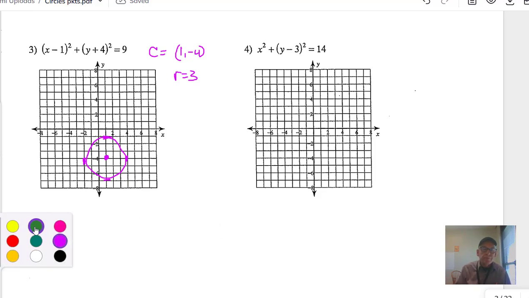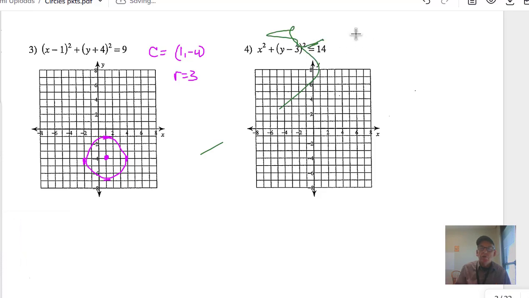For number 4, number 4 is equivalent to (x - 0)^2, because we just got x by itself, plus (y - 3)^2 equals 14. So the center is going to be 0 for x and positive 3 for y, and the radius is going to be the square root of 14, which is between 3 and 4.